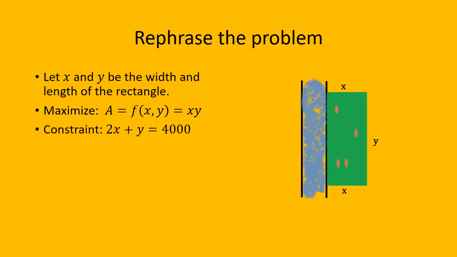We have a constraint. The total amount of fencing that we have is 4,000. If we look at this diagram over here, we have 2x from these two sides plus y has to equal the total amount of fencing that we have, which is 4,000. This constraint is in the form of a function of x and y equals a constant. In this case, 2x plus y equals 4,000.